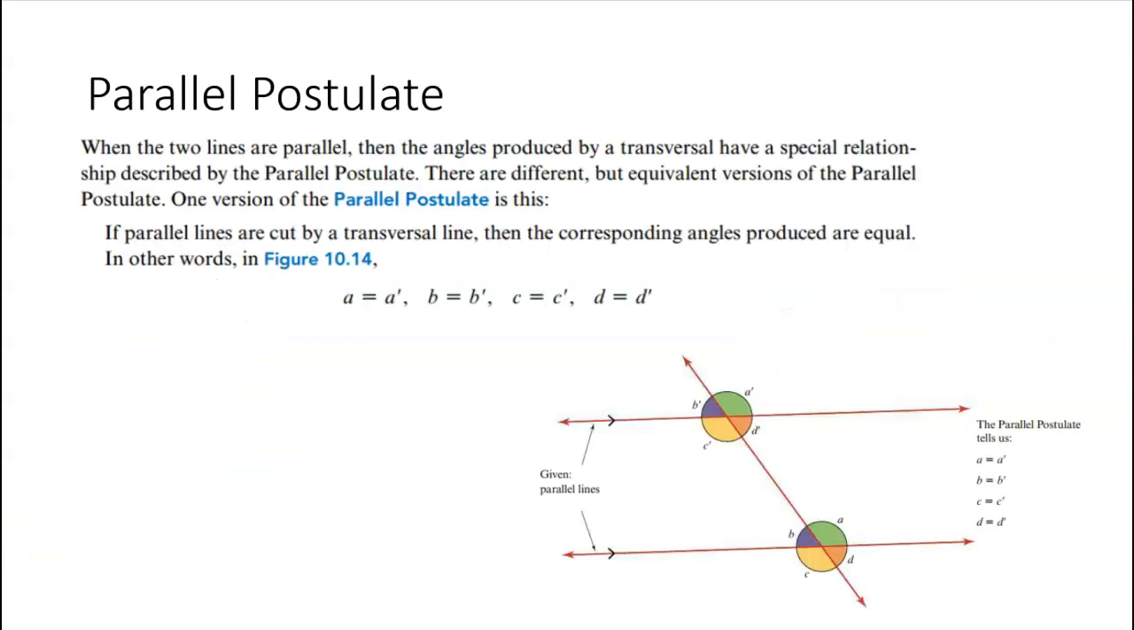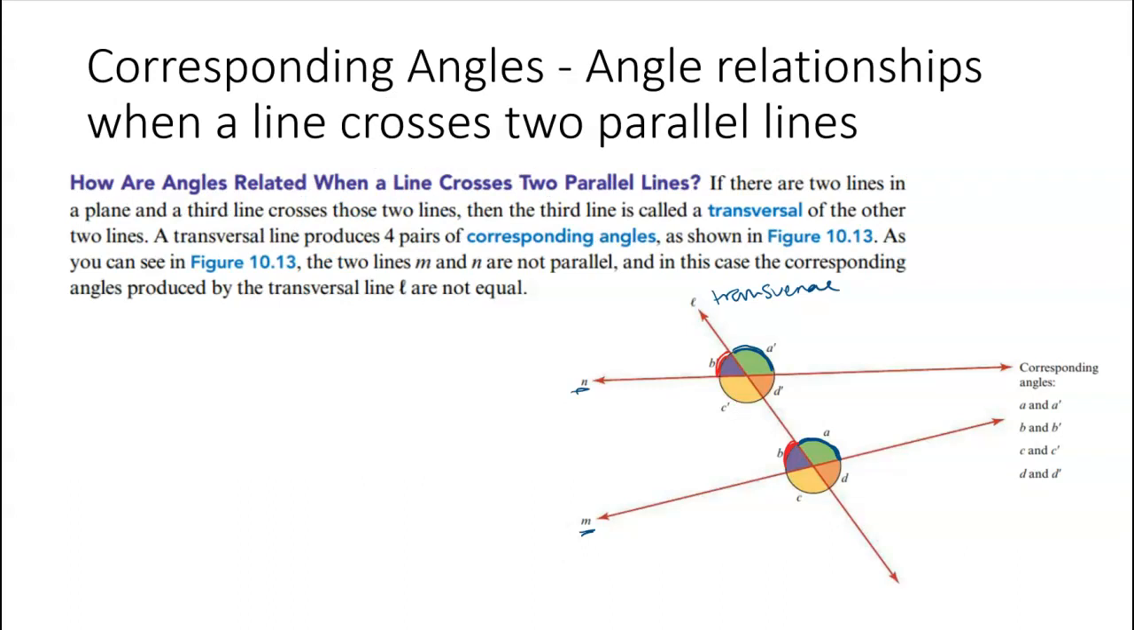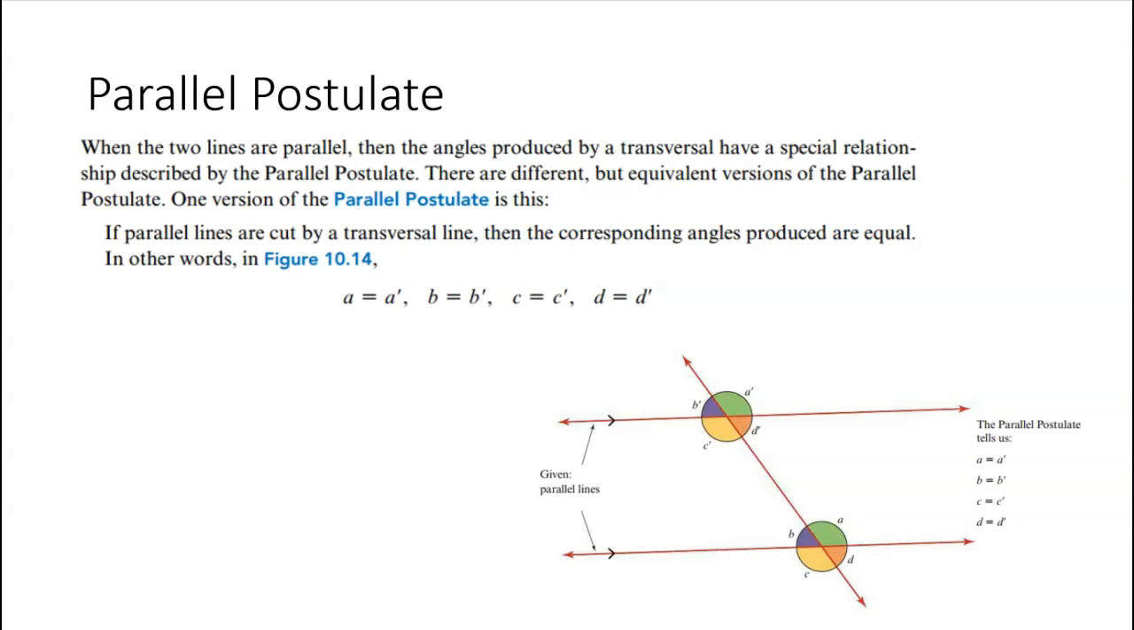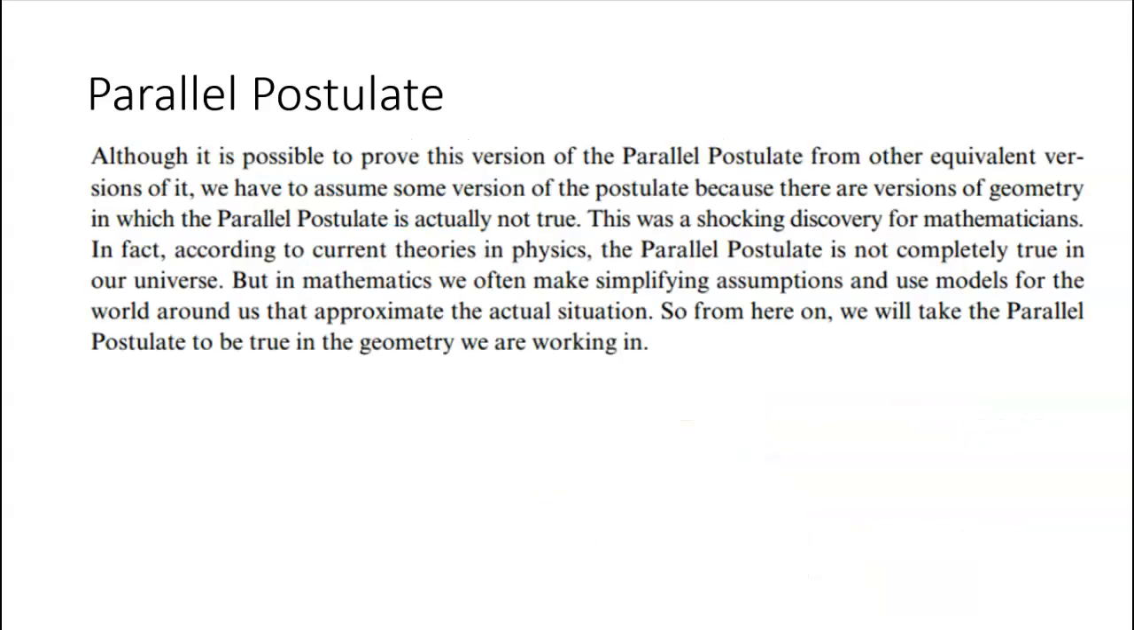Now something cool happens. This is called the parallel postulate. So when that transversal cuts two parallel lines, so remember before, these two lines were not parallel. See that? They're going to meet eventually. But if it cuts two parallel lines, not only are those angles corresponding, but now they're also equal. So we can say that this is equal to that, and so on. So when we cut parallel lines, corresponding angles become equal.